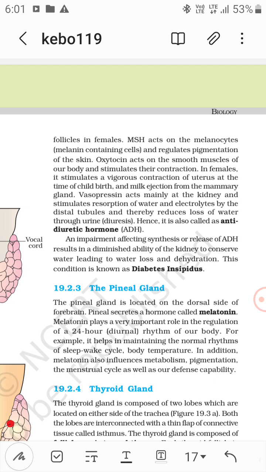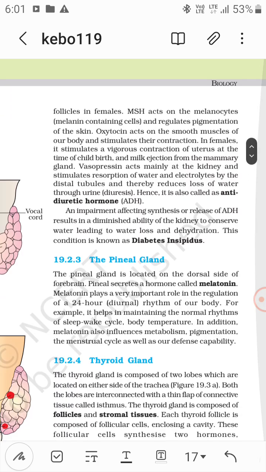mammary gland. Now vasopressin acts mainly at the kidney and stimulates reabsorption of water and electrolytes by the distal tubules, and thereby reduces the loss of water through urine, that is diuresis. So vasopressin acts as antidiuretic hormone.